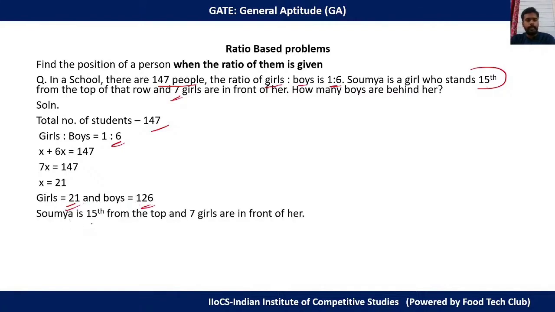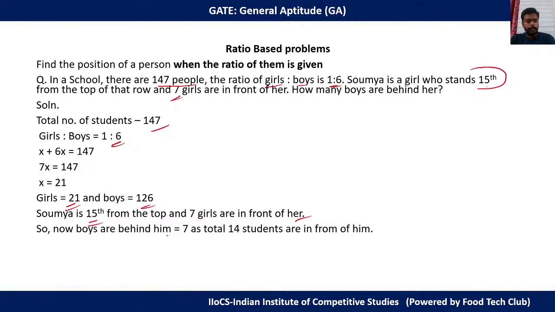Now Soumya is 15th from the top and 7 girls are in front of her. Okay, this is what is written. Soumya, a girl, is standing 15th from the top and 7 girls are in front of her. This is the same thing I have written here. So from here what we can understand is, how many are behind her? 7. Why? Because total 14 students are in front of her.